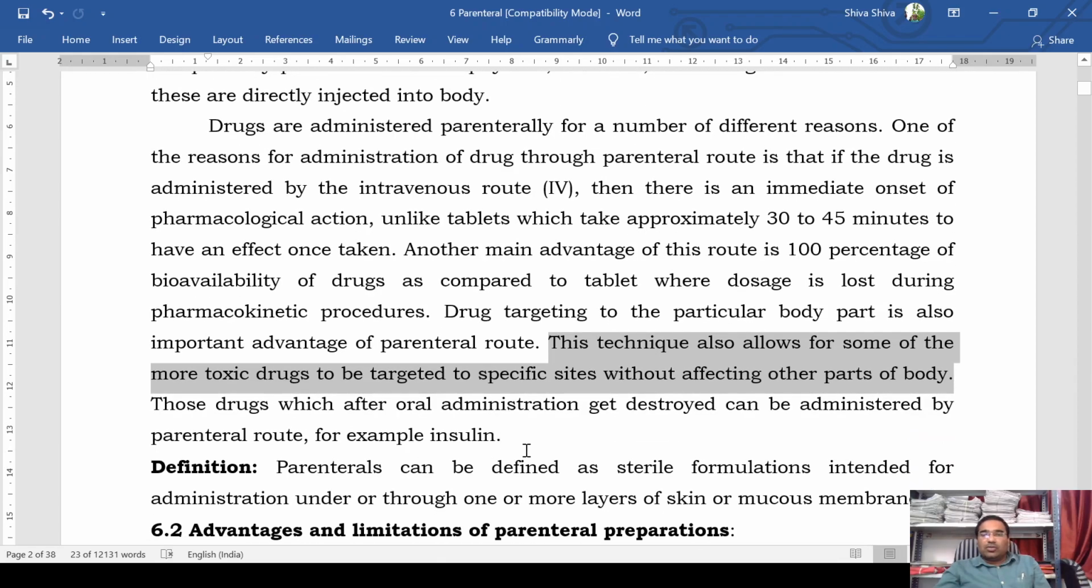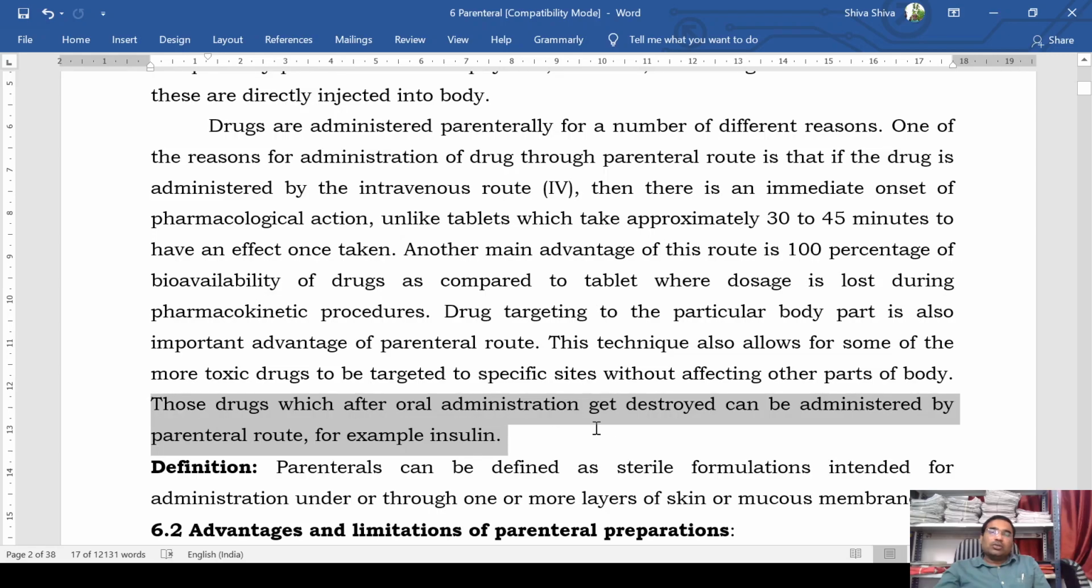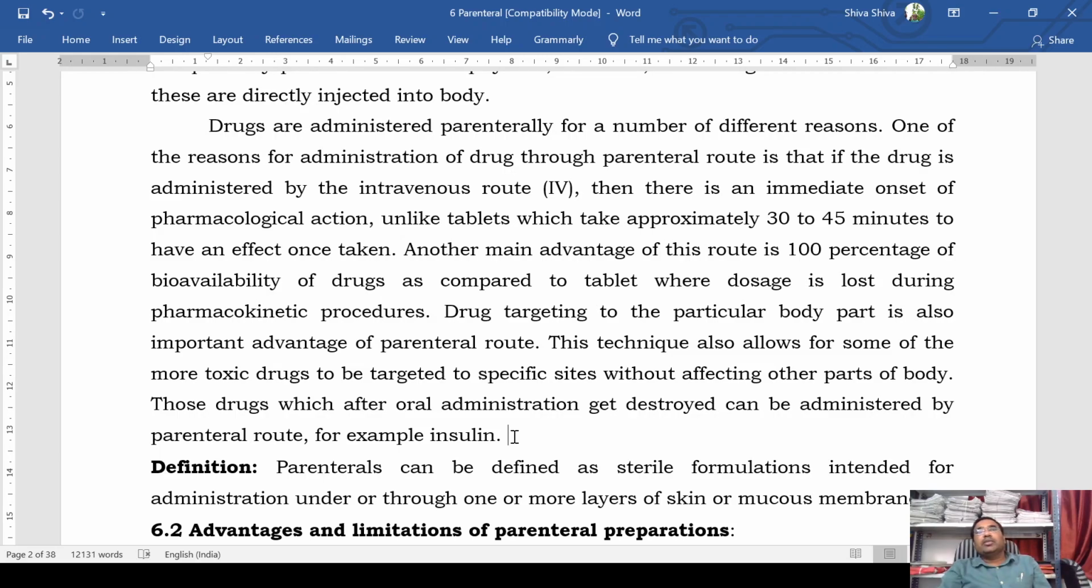Those drugs which get destroyed after oral administration can be administered by the parenteral route. For example, insulin. As you all know, insulin is used for the treatment of diabetes. So insulin cannot be taken by the oral route as insulin is proteinous in nature and it can be degraded by the acid present in our stomach. So what to do in such a case? In such a case, insulin can be directly administered into the systemic circulation. So the destruction of insulin by the gastric juices will be avoided, and the maximum amount of insulin will be present inside the body.